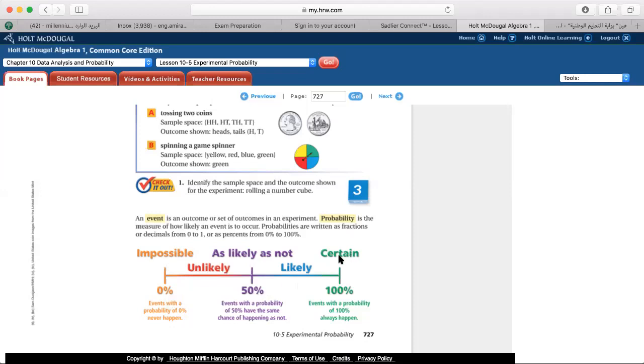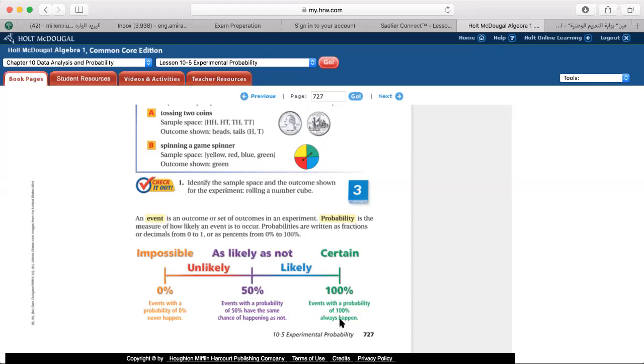Opposite to it is certain. Okay, girls? Certain, which is 100%. Events with a probability of 100% always happen. Like what we're doing now, we are learning from our home. Certain, 100%. Events with a probability of 100% always happen.